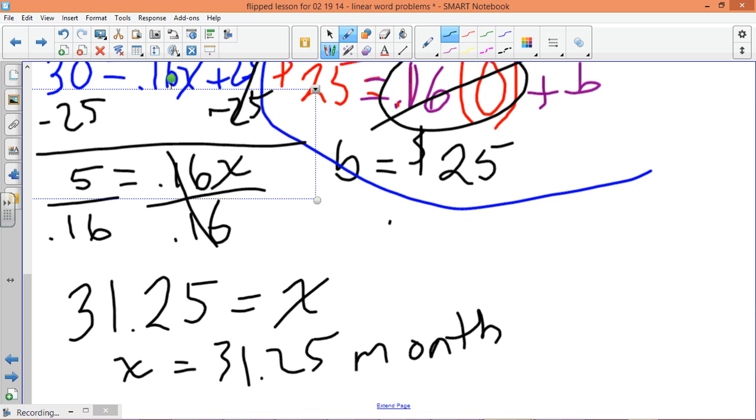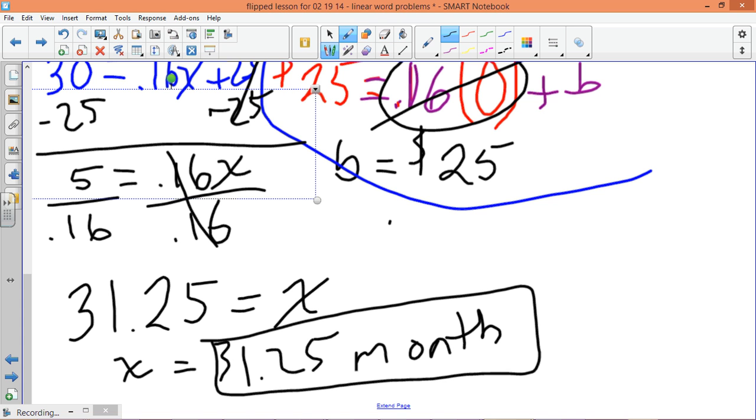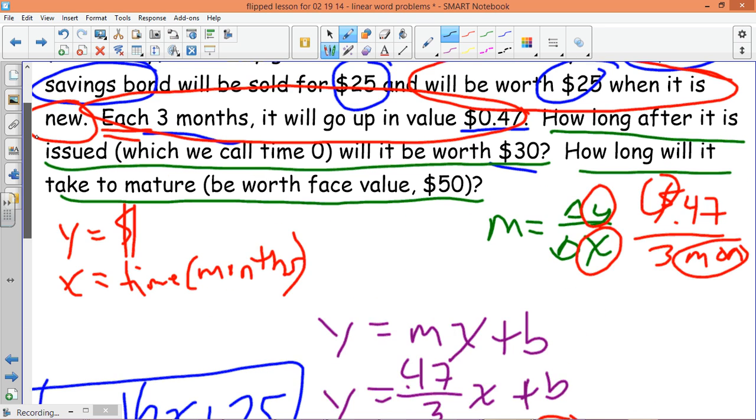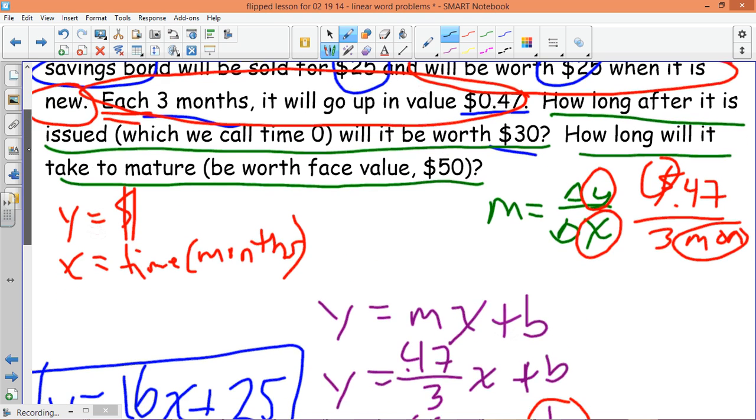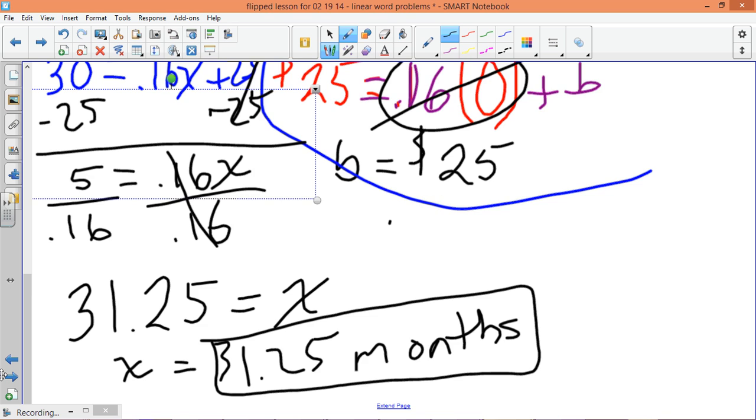31.25 months, or when you consider that 12 months is a year, a little less than 3 years before this is worth $30. Okay? But that is my answer. I have another question to answer. How long will it take to mature or be worth face value of $50?